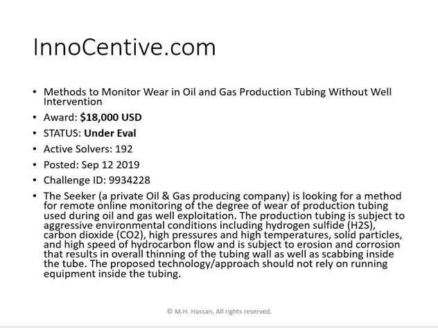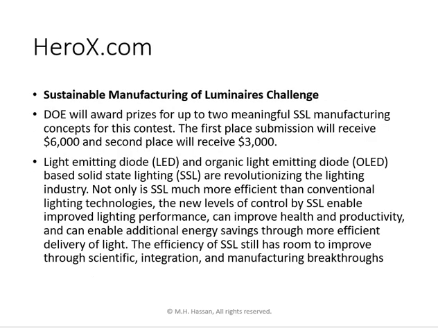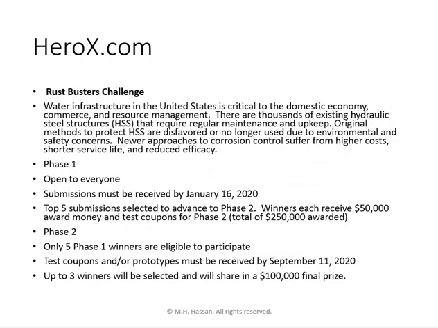Innocentive.com had one challenge to monitor the wear in oil and gas production tubing, and this paid $18,000. An AstraZeneca challenge for automated detection and quantitation on model cells, and the award was $25,000 on this problem. HeroX had the sustainable manufacturing of luminaires challenge, which paid $6,000 for the first place and $3,000 for the second place winner, and so on and so forth. So you have many problems. Another is the Rust Buster challenge, which is to develop a material or an approach to avoid rust in piping.